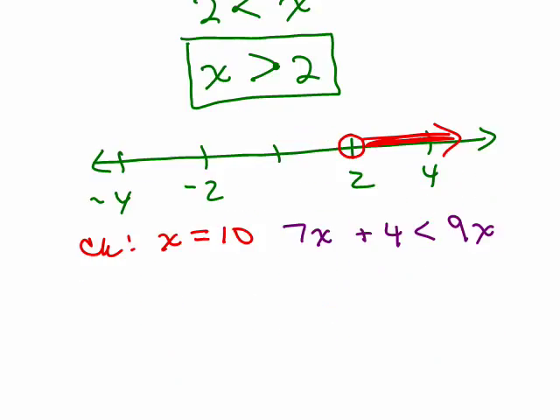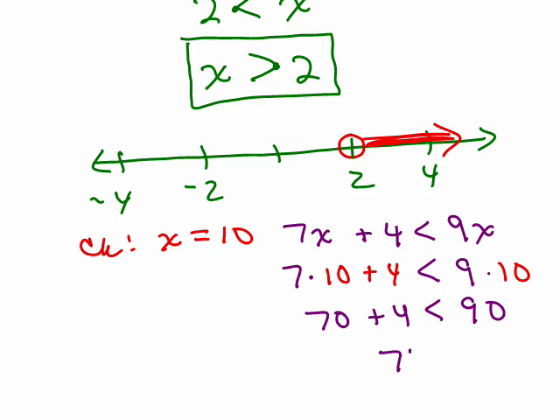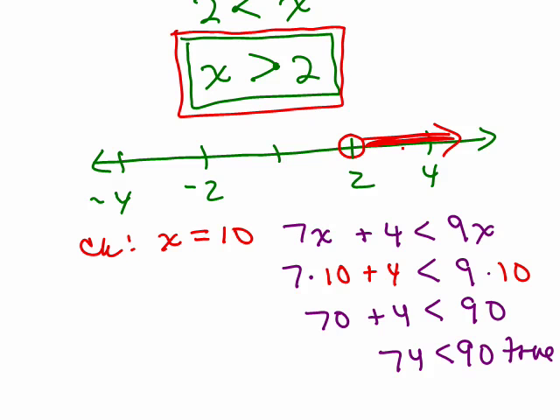So remember, you need to check it in the original problem. So we're going to put 7 times 10 plus 4 is less than 9 times 10. So I'm going to do order of operations here on the left-hand side. 70 plus 4 is less than 90. 74 is less than 90. It's still true, so I have it going the correct direction. So this is indeed the correct solution and the correct graph.